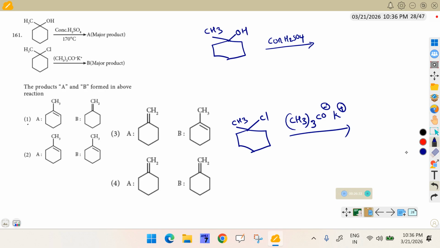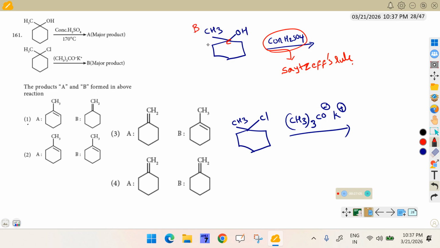Identify the products A and B in the following reaction. Alcohol with concentrated H2SO4: dehydration takes place. The major product follows Saytzeff's rule. What is Saytzeff's rule? Remove a hydrogen atom from the beta carbon which contains fewer hydrogens.